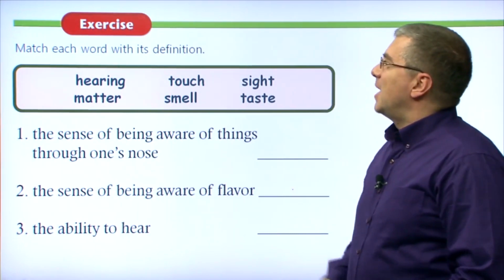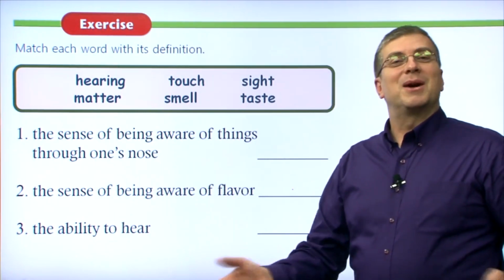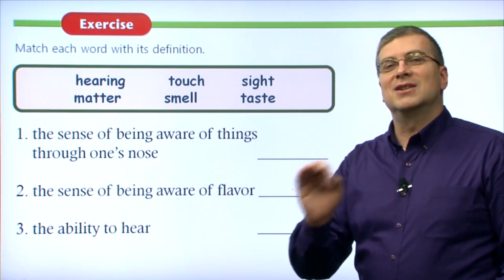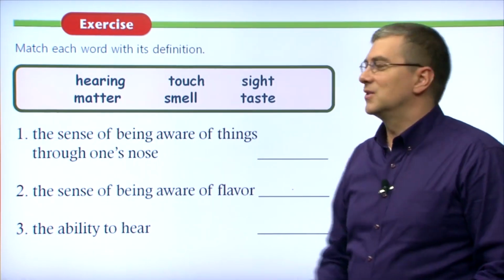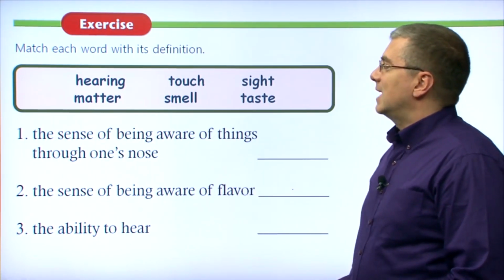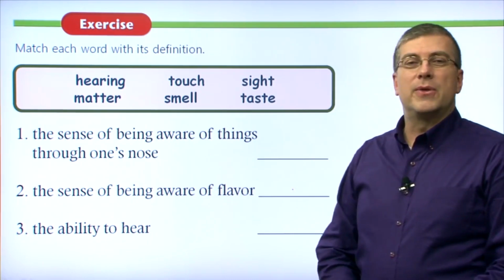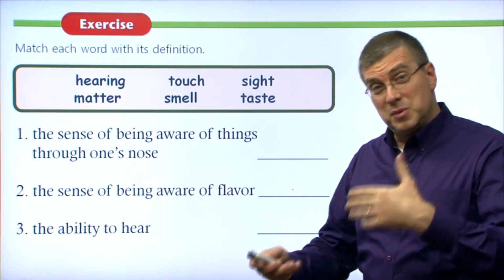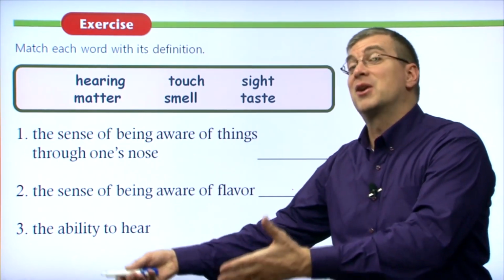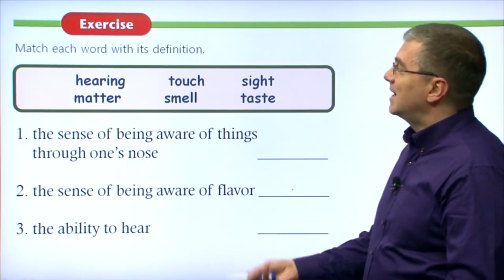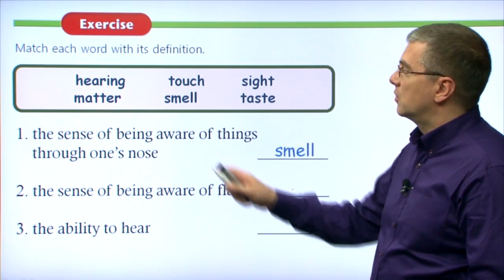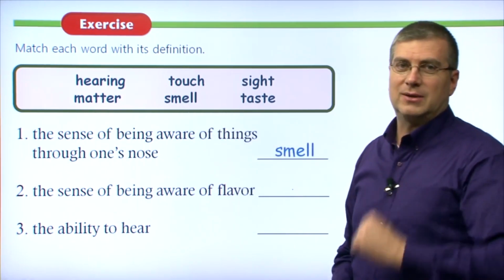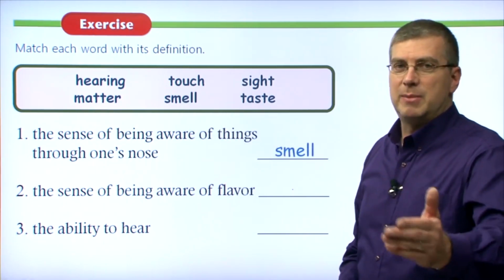Okay, now we're going to go over the exercise. We're going to talk about the different words. We're going to match these words to their definitions. Okay, the first one. The sense of being aware of things through one's nose. So when you use your nose to become aware of something around you, what sense is that? Okay, if you chose smell, that would be correct. That would be the sense of smell.